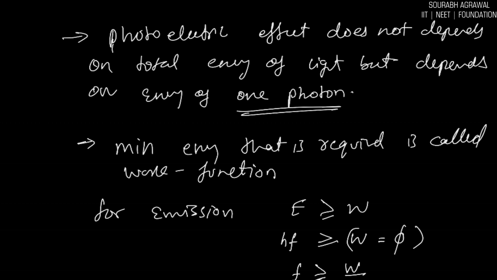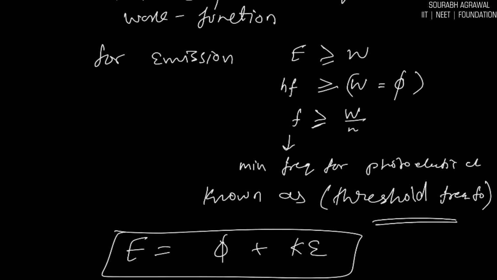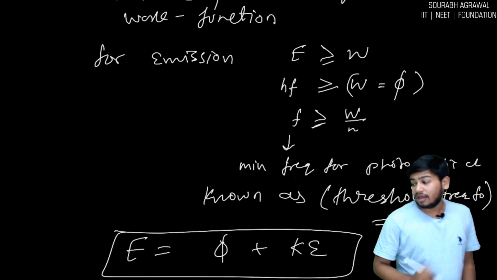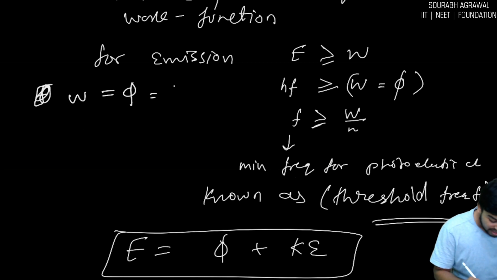For emission, if your energy is greater than the work function, here I have written it in terms of W, or you can write it as phi also, then only your electron will get emitted, otherwise it will not get emitted. Now this energy, the work function, or phi, can be written as h into nu naught.